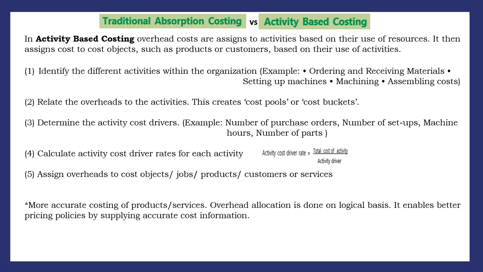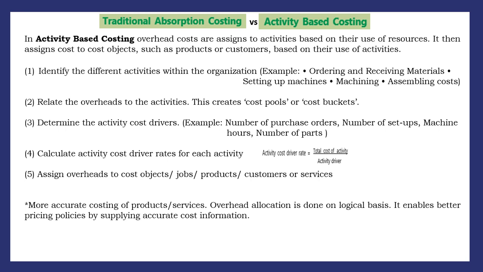So we have to determine the cost driver for each activity identified above. And now step four is calculate the activity cost driver rate for each activity. How to calculate the cost driver rate for each activity? By using the formula: total cost of activity, that means in step two, whatever the cost pool, cost bucket is there, that total cost amount divided by the number of activity drivers will give you the activity cost driver rate. And finally assign the overhead cost to the cost object. The object may be a job or product or customer or service.